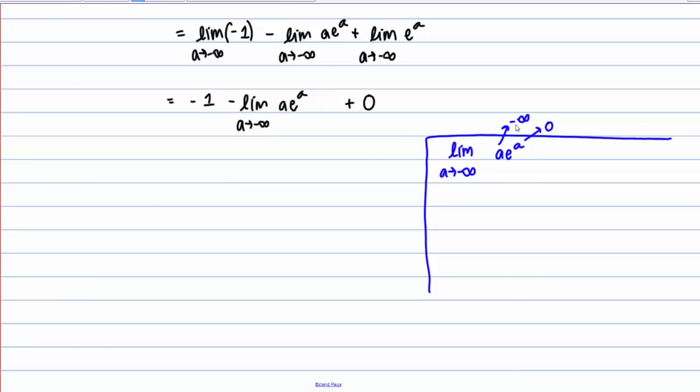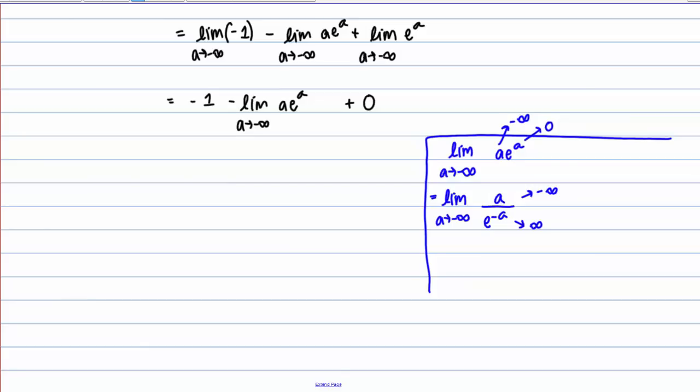But first, to use L'Hôpital's rule, we need to rewrite this so that we get the form 0 over 0 or infinity over infinity. And there are a few different ways we could do that. One way is to write this as a limit as a goes to negative infinity of a over e to the negative a. I've just rewritten e to the a as e to the negative a in the denominator. And if we look at the form of this limit, the top is going to negative infinity. And in the bottom, you can think about getting an e to the negative infinity, which would be e to the infinity. So that's getting really big. So we've got this infinity over infinity form that we need to be able to use L'Hôpital's rule.